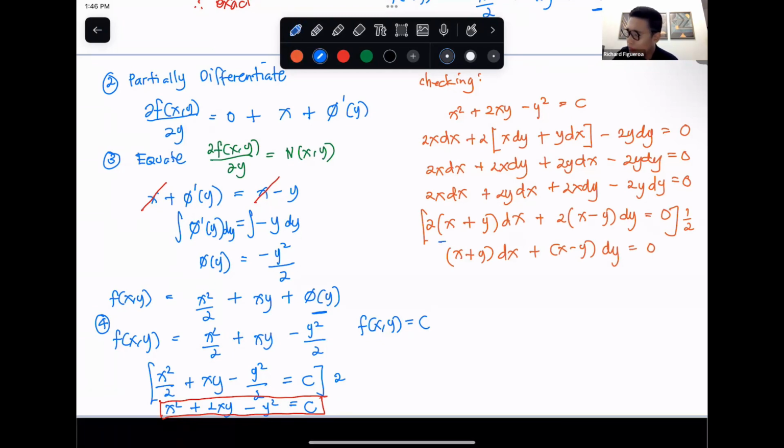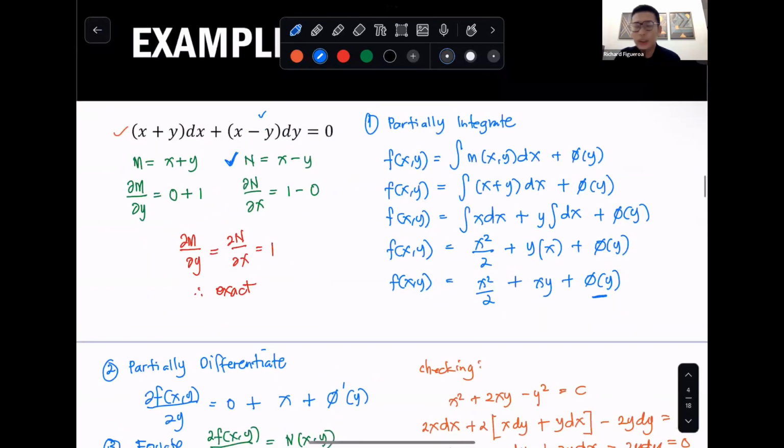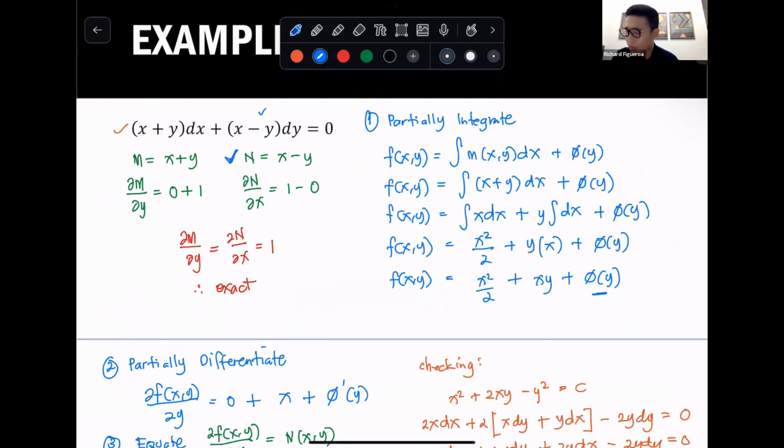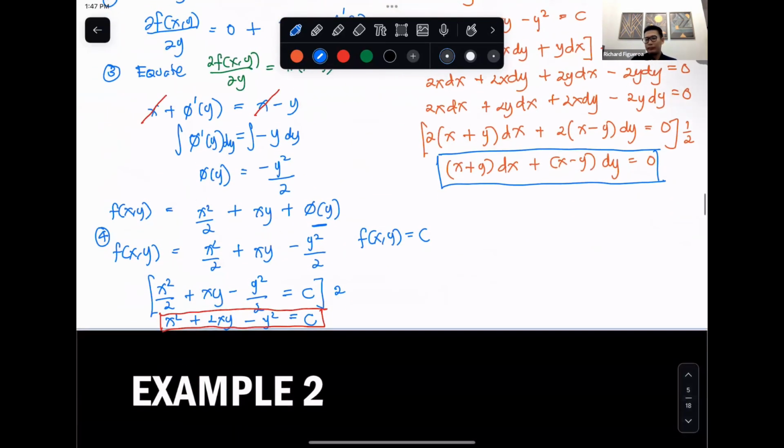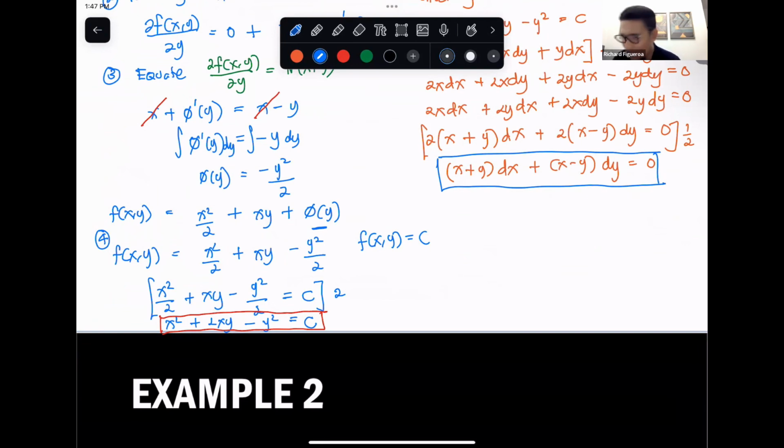And this was our original equation. So x plus y dx plus x minus y dy is equals to 0. So similar to our original equation. And thus, our solution is correct. Di ba? Ang haba ng proseso, but then we arrive to a certain answer. Okay? Can we follow?